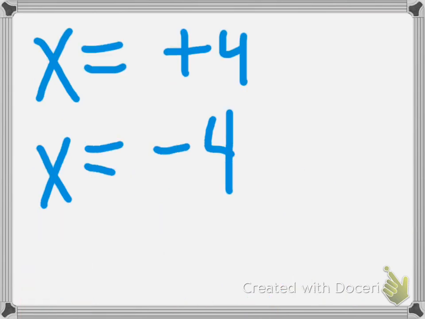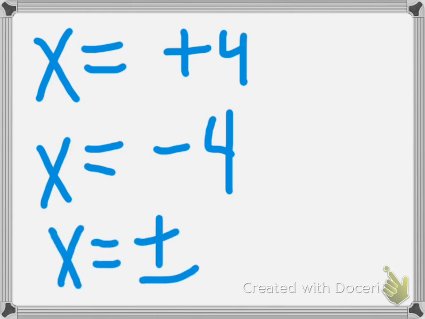So in drawing those two conclusions, what we're basically saying is that x could actually be two things. We could have two solutions here. x could be positive 4. x could also be negative 4. And in saying that, we can notate it this way, that x is positive or negative 4.